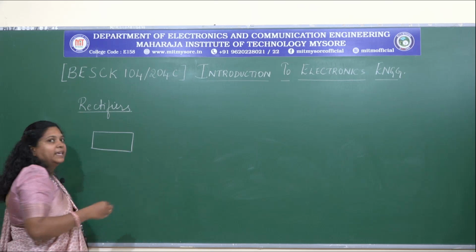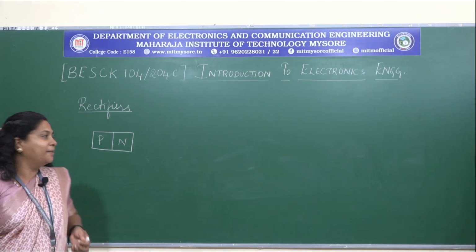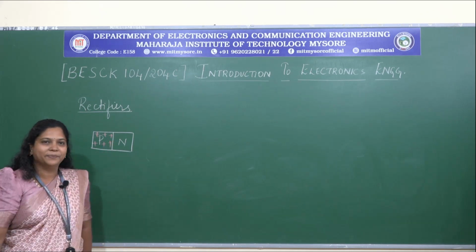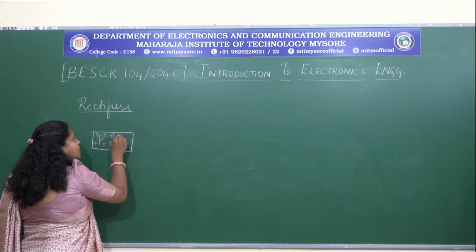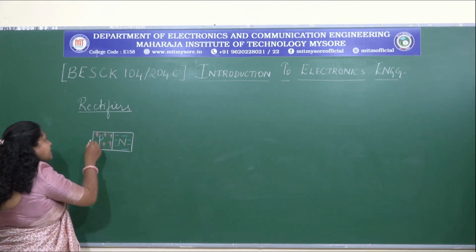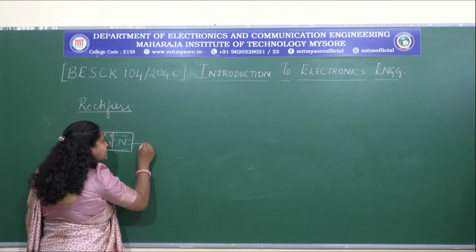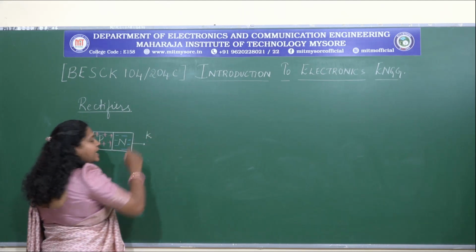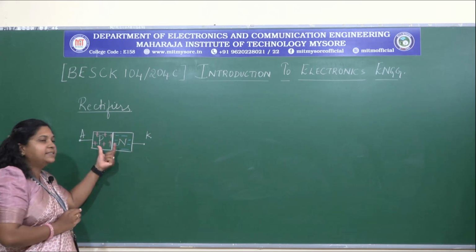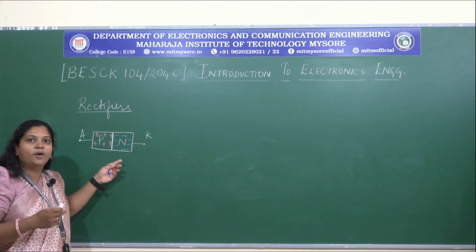We know that a diode has two regions, the P region and the N region. In the P region, as we know, we have an excess of holes. Similarly, in the N region, we have an excess of electrons. The terminal on the P region is known as the anode, whereas the terminal on the N region is known as the cathode. And we also know that we have a junction barrier present between the two regions.